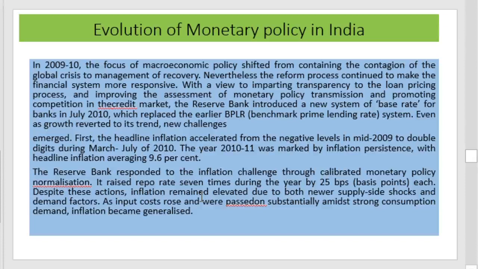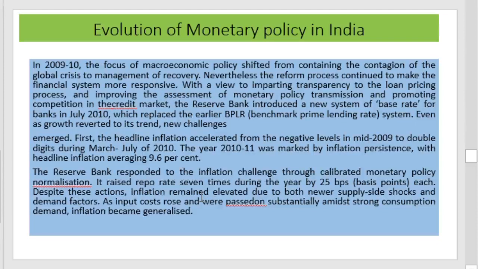and new challenges. First, the headline inflation accelerated from negative levels in mid-2009 to double digits during the months of March-July in 2010. The year 2010-11 was marked by inflation persistence, with the headline inflation averaging 9.6. That is, we introduced a new base rate system replacing the benchmark prime lending rate, but during this period also the inflation increased. And the Reserve Bank responded to the inflation challenge through calibrated monetary policy normalization.